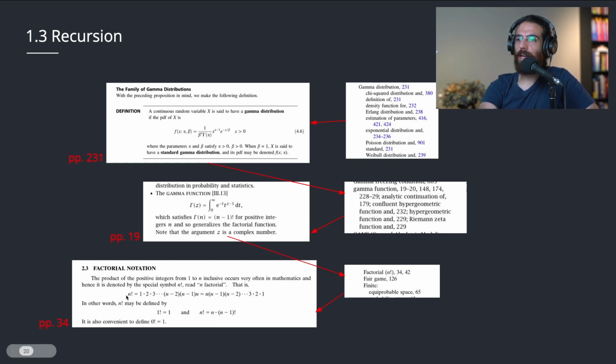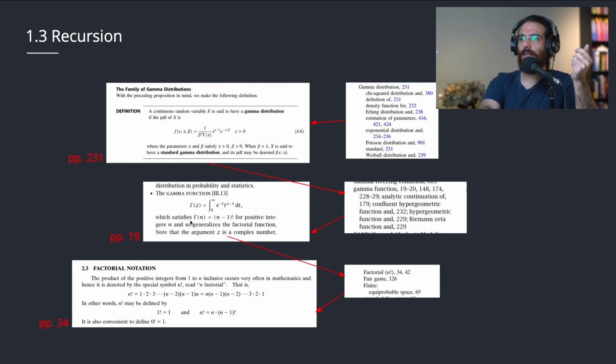For example, if you have n, it's a number. Pick 5. Whenever I see n, I choose number 5. If you have 5 exclamation, that means you're multiplying 5, 4, 3, 2, 1. If you had 10 factorial, 10 exclamation mark, that will be 10 times 9 times 8 times 7, 6, 5, all the way down to 1. That's what factorial is. Easy enough. So what does it mean to generalize?